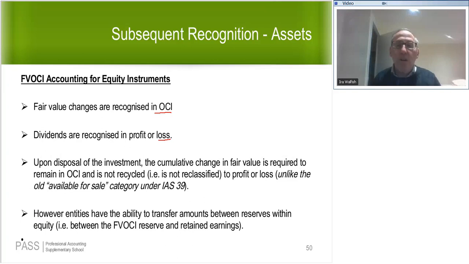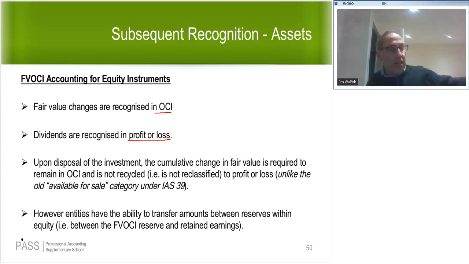However, if you want, you have the ability to take whatever was sitting in your accumulated OCI in your balance sheet and bring it into retained earnings, but you cannot bring it into your income statement. I'd like to take a look now at an example of using the FVOCI category for an equity instrument, for say, shares.